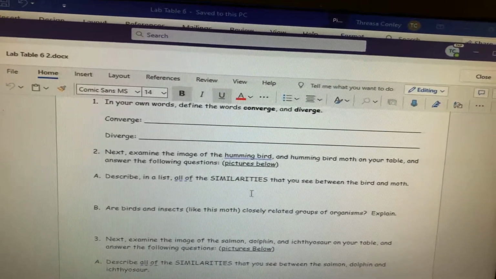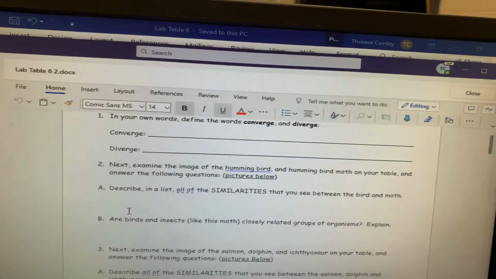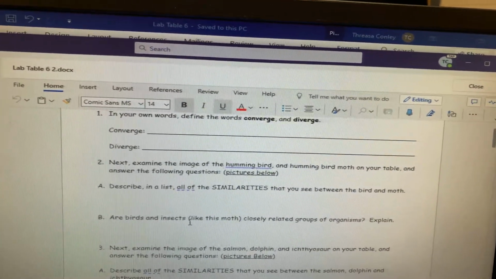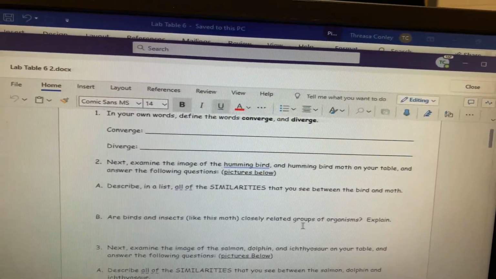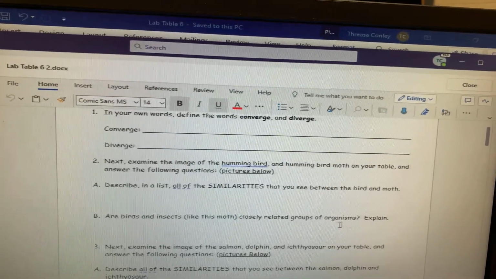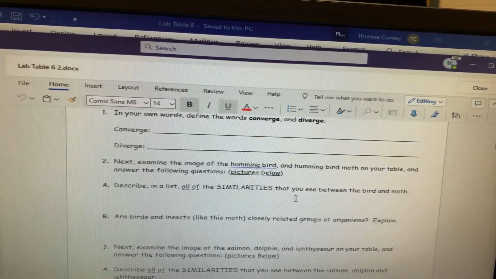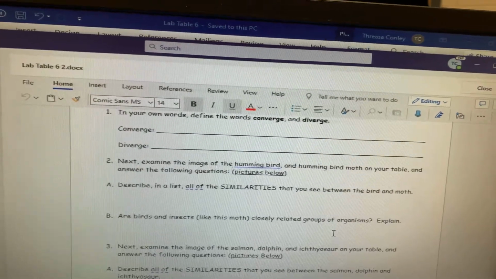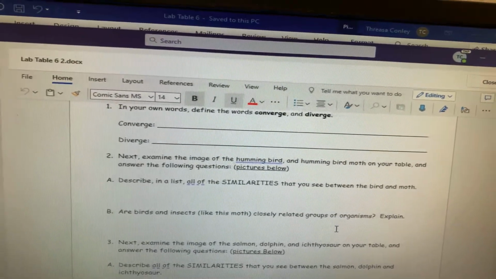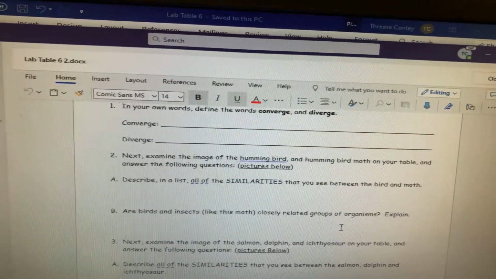Are birds and insects, like this moth, because the moth is an insect, closely related groups of organisms? Based on all the similarities you wrote down, do you think that they're related groups of organisms? Do you think that they're related to each other?